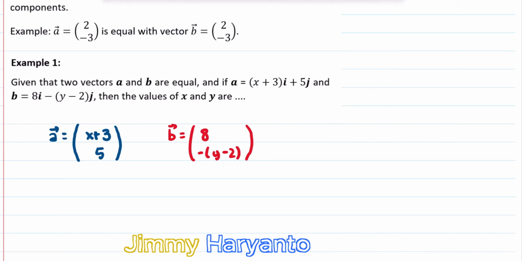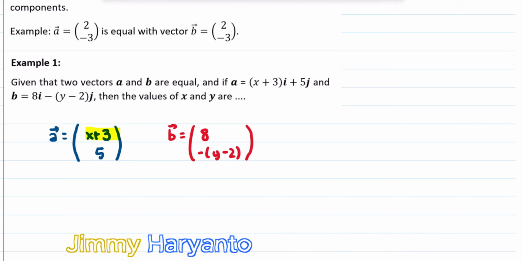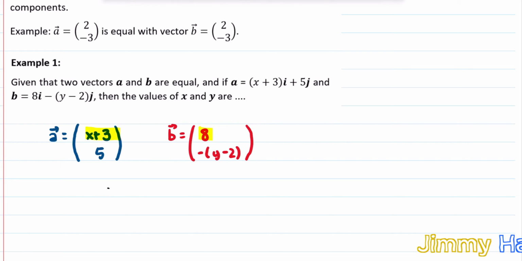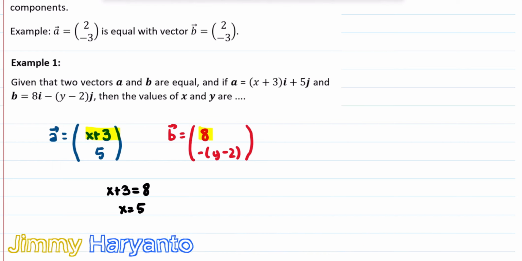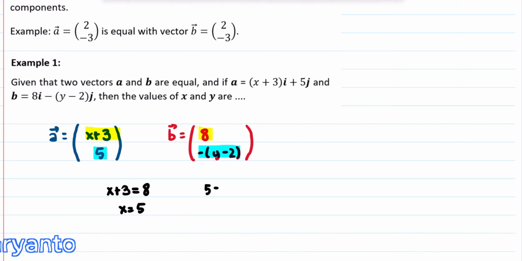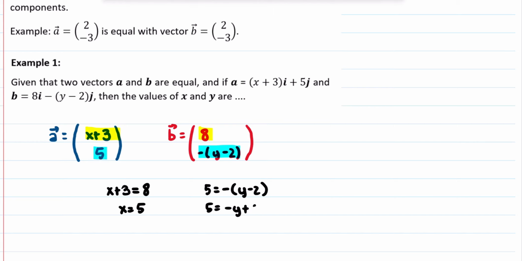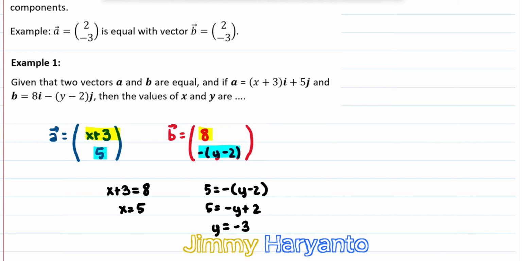Okay, so we have two vectors right here, and the question says these two vectors are equal. That means the components have to be equal. First, we look at the i component. That means x plus 3 has to be equal to 8, and that also means x equals 5. The second one is the j component, which is 5 and negative y minus 2. So I will have 5 equals negative open brackets y minus 2. So 5 equals negative y plus 2. So y equals 2 minus 5, which equals negative 3. So y equals negative 3 and x equals 5.